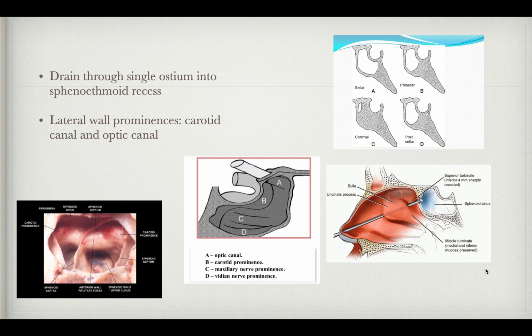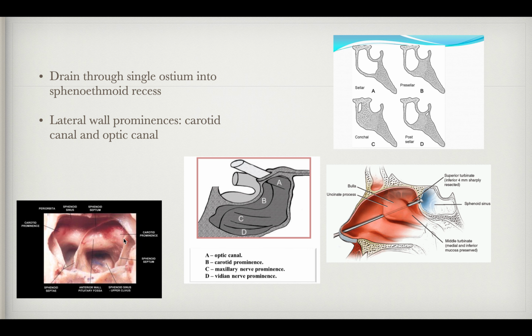All of that drains through a single ostium in the sphenoethmoid recess, as if you can recall, it was all the way in the back of the neck. And the lateral wall prominences are going to be the ridges that really stick out into it. And as you can see here, it's going to be the optic, and then the carotid, and then maxillary nerve, and then the Vidian nerve prominence. This is important clinically because you really don't want to be touching any of this during surgery.